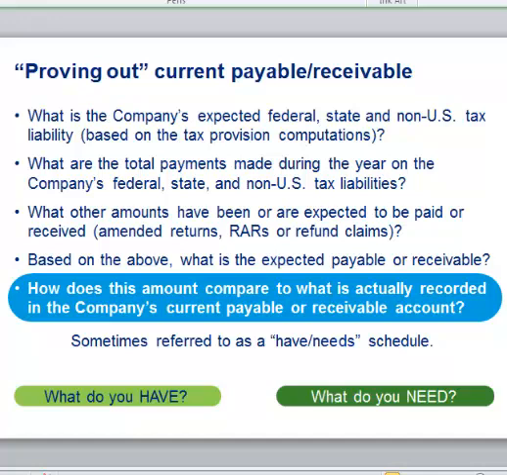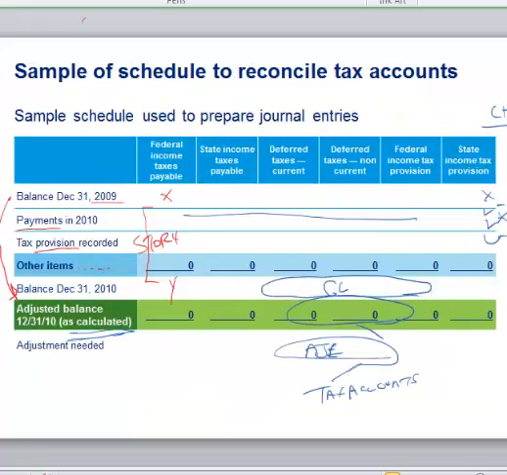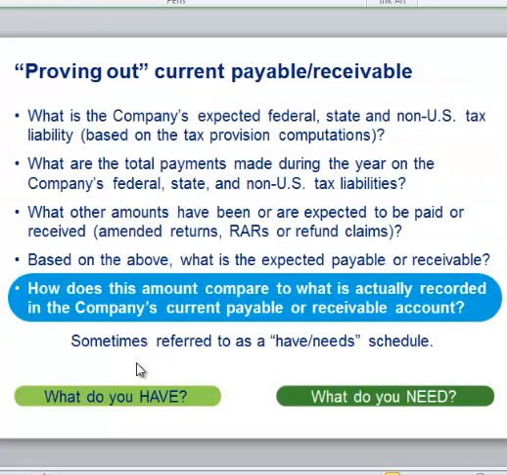Proving out the current payable and receivable. When we do this roll forward, we're going to get to these balances, like the as-calculated payable. So we need to prove that, right? We get to a balance, we have to then prove it. Why do we need it? If it says we owe $100 in our payable, well, then we have to go prove we owe $100.